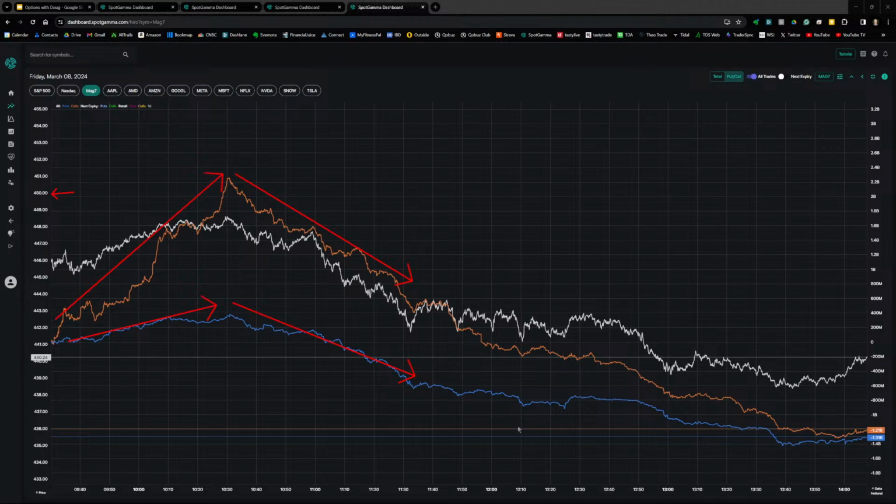The blue line is showing puts. Rising, these are in terms of delta. Rising blue line indicates traders are selling puts, and a falling blue line indicates traders are buying puts. So again, that shifted right around 10:30. All right, let's go take a look at Nasdaq and Bookmap.